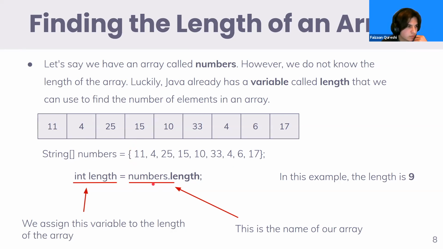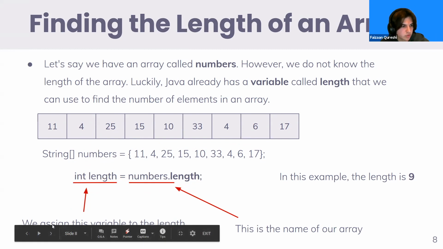Let's say you have, let's go to Waleed's example of temperature in a week. We can have temp.length. That would give us the amount of values we have in the array. Does this make sense to everyone? Okay, let's go on to the next slide.